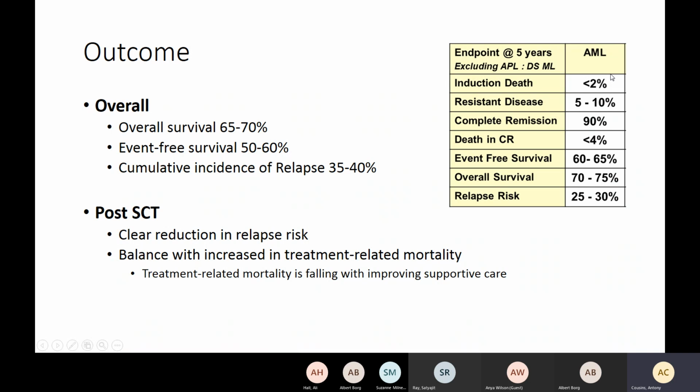Looking at the numbers in a bit more depth, we say less than 2% induction death, but that's still around 2% of children who will die because of the chemotherapy we give them up front. 5 to 10% of children will have disease that just never responds to anything we do. And as I say, a significant portion will relapse, and of the ones that relapse, a significant portion will never be salvageable. So if they go into relapse, we will never be able to then get rid of the disease again and get them cured.